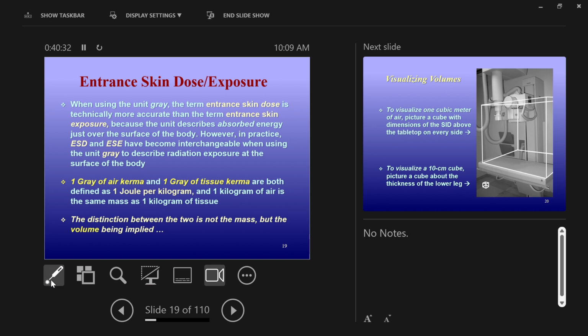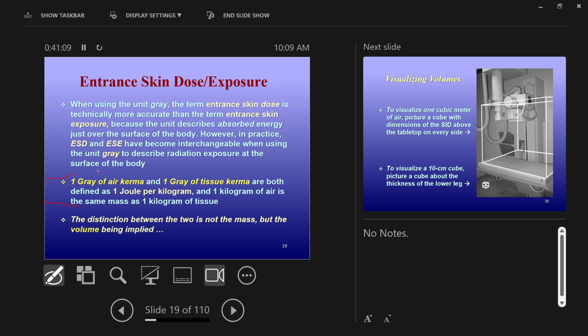Okay, I want to focus on this note here. 1 gray of exposure in the air, 1 gray of air kerma, and 1 gray of tissue kerma are both defined as 1 joule per kilogram. 1 kilogram of air is about the same as 1 kilogram of tissue, okay? So basically we're talking about the same thing, right? 1 gray in the air and 1 gray in the tissue is the same amount of radiation.